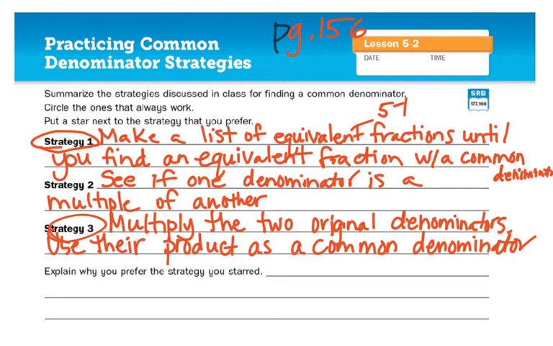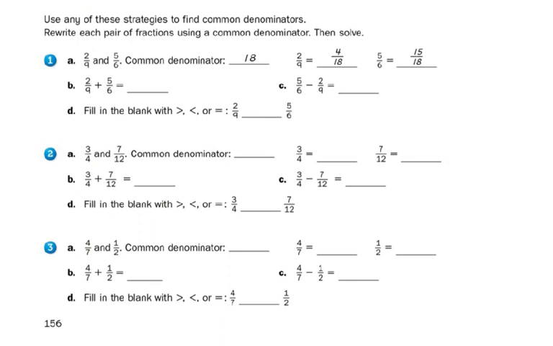Okay, moving down the page, this is what I want you to make sure you're writing from here on out. Use any of these strategies to find common denominators. Rewrite each pair of fractions using a common denominator and then solve. I am going to look at A as my example. They did not multiply 9 times 6. Instead, they found a common denominator by listing out the multiples: 9, 18, 27 and 6, 12, 18. Guess what? There is the first number they have in common.